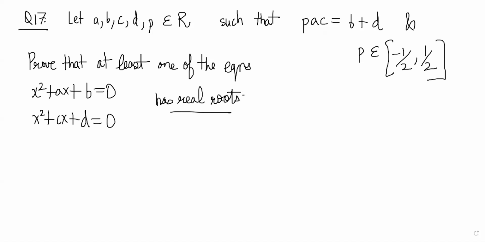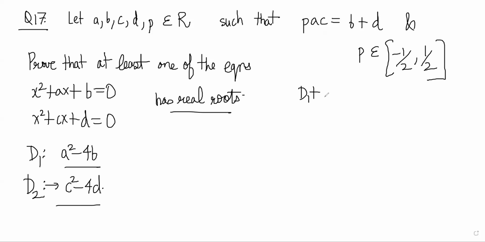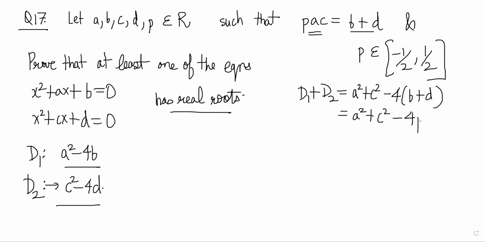Okay. So what is the discriminant of the first equation? Discriminant of the first one is a squared minus 4b. And d2, discriminant of the second one is c squared minus 4d. We will work with this d1 and d2. Okay. So let's calculate what is d1 plus d2. d1 plus d2 is equal to a square plus c square minus 4 times b plus d. And we are given that b plus d is PAC. So this is coming out to be a square plus c square minus 4 times p times AC, right?